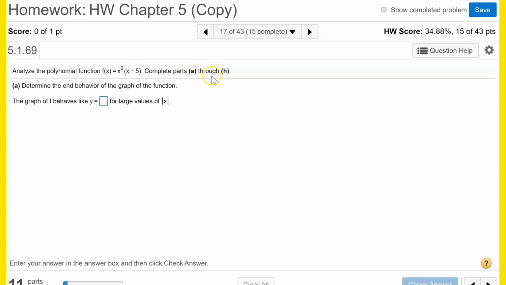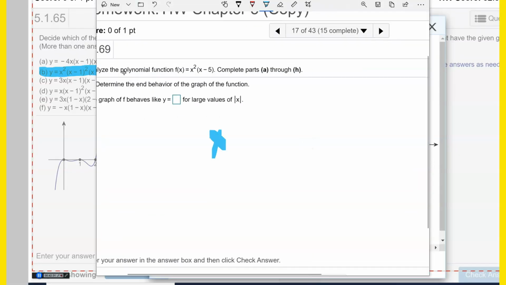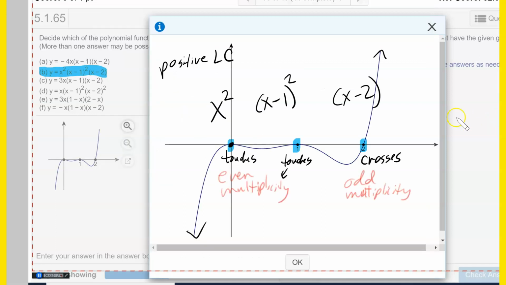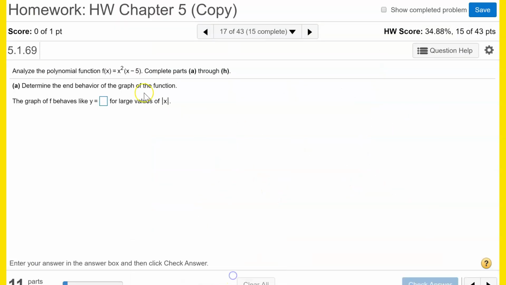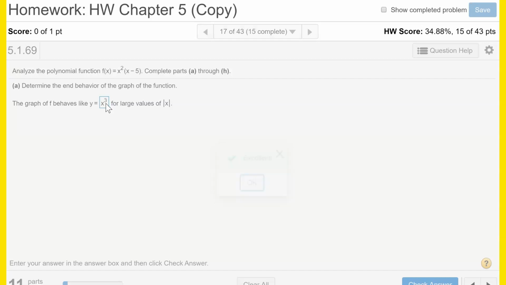Analyze the polynomial function, complete parts A through H. Determine the end behavior of the graph of the function. All right, again, imagine distributing this out. You don't actually have to distribute it, you just have to imagine distributing it. If we were to distribute this thing, it's going to be like an x cubed again, and it's going to have some other terms. In this case, it's just going to be x cubed minus 5x squared. But even if it had more terms than that, the only term that matters for the end behavior is the x cubed. So the graph of f behaves like y equals x cubed for large values of the absolute value of x.